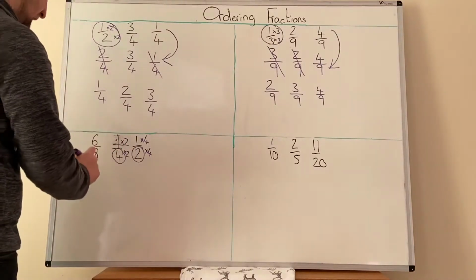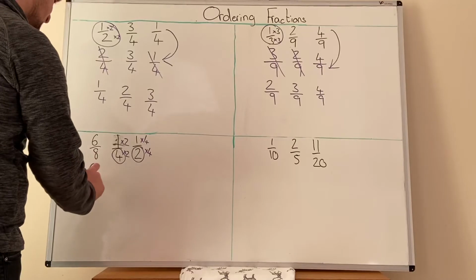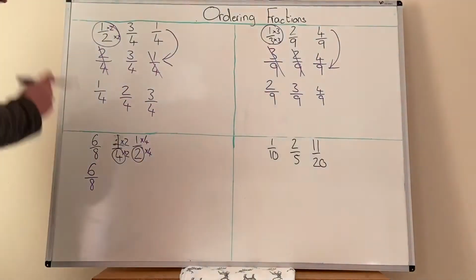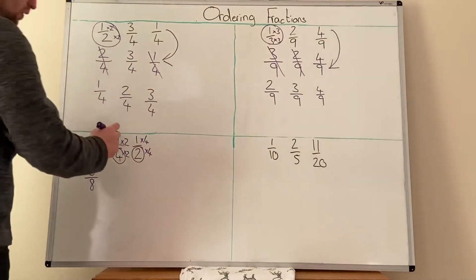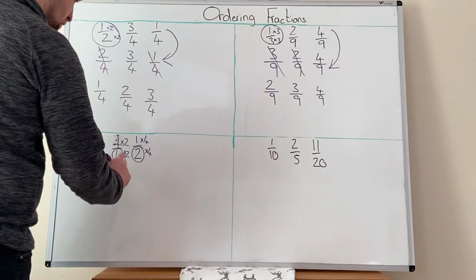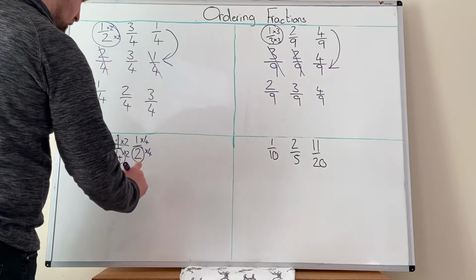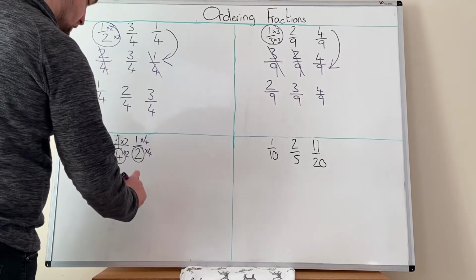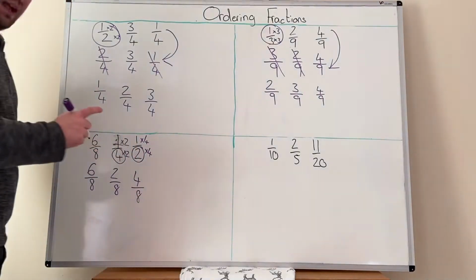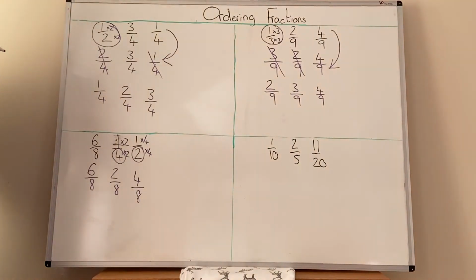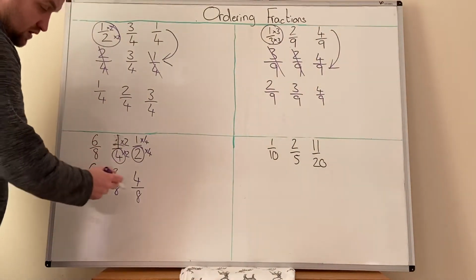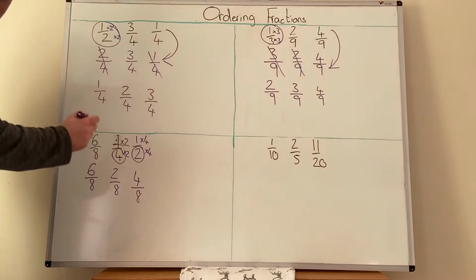Now, 6 over 8 isn't going to change, so we leave it as 6 over 8. 1 times 2 is 2. 4 times 2 is 8. 1 times 4 is 4. 2 times 4 is 8. Now then, we've got something we can do. Because the denominators are all the same, we can now compare the numerators.